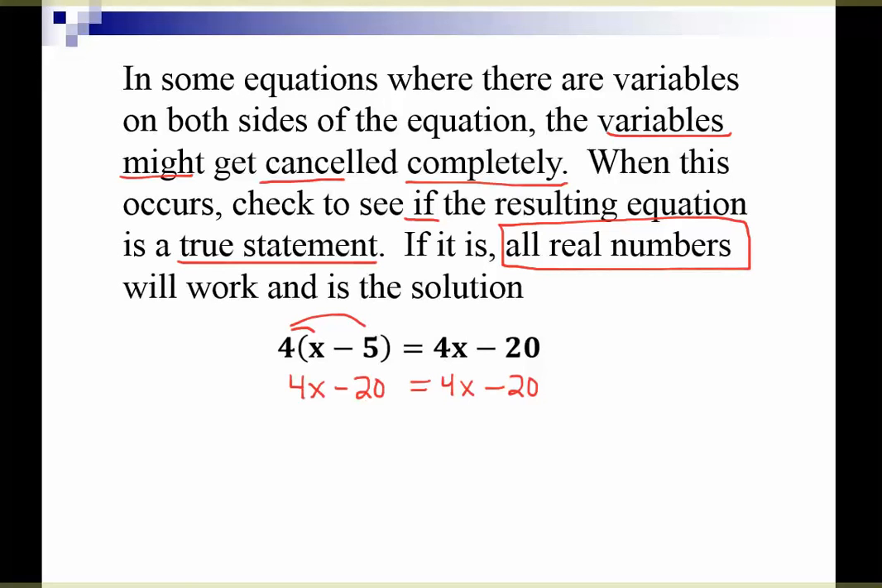What would we do next? Well, we would collect variables, and we would do that by subtracting 4x. What happens when we take away 4x from both sides? Well, variables get canceled here. They also get canceled over here. And we are left with negative 20 equals negative 20. So once the x stuff disappears, you're going to have to look at this statement and make sense of it. Negative 20 equals negative 20. Is that true or is that false? Okay. This one happens to be true.